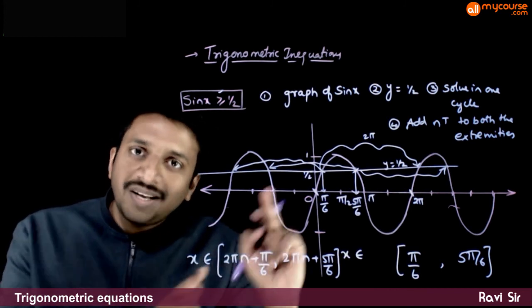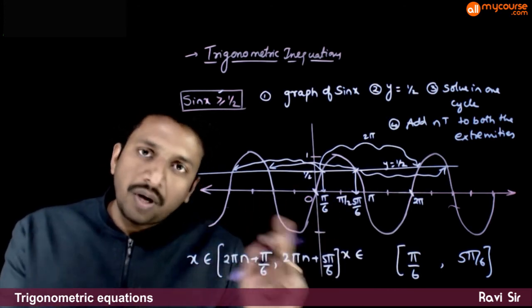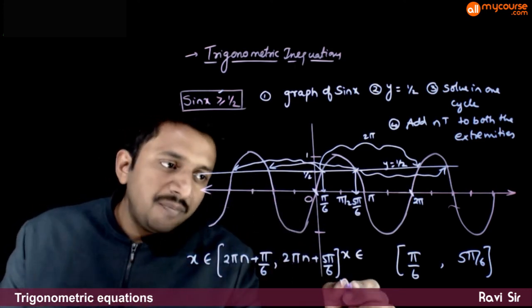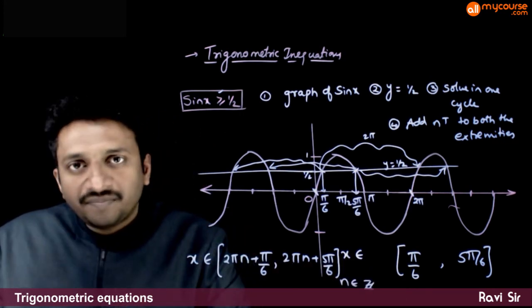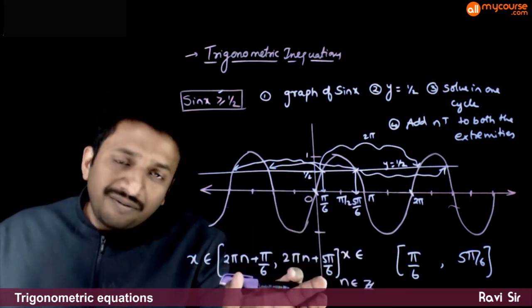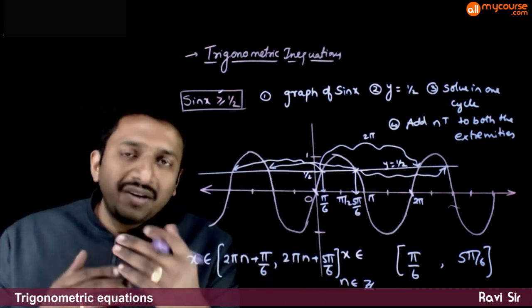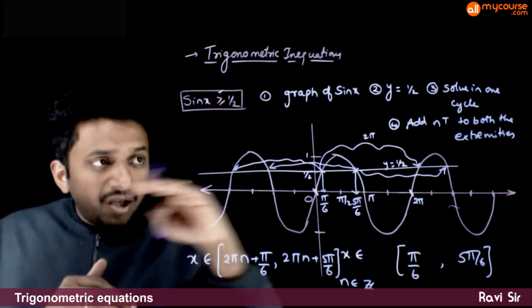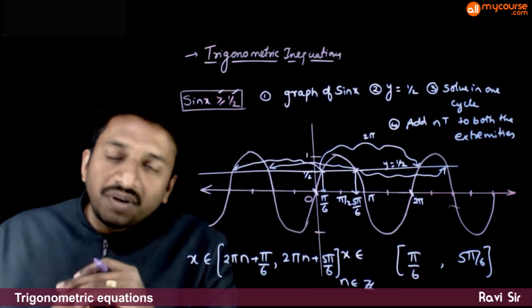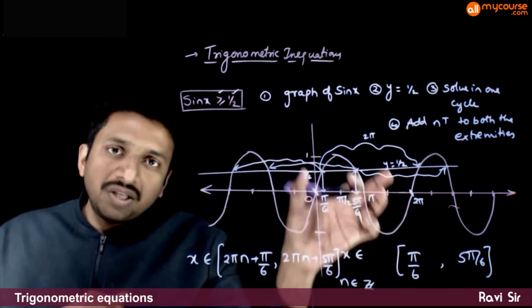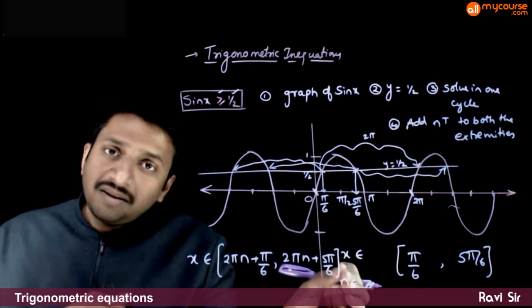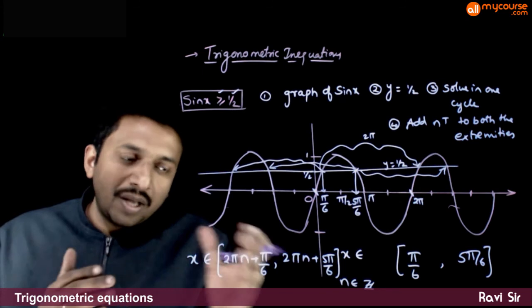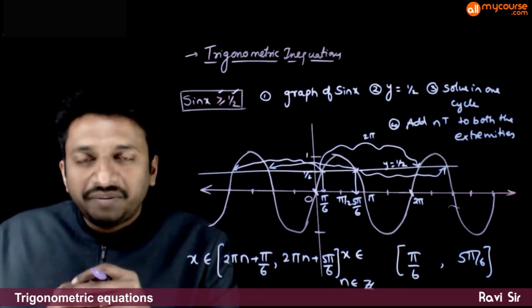If you put n is equal to 2, you get the next interval. N is equal to 3, next interval, and so on. And if you put n is equal to minus 1, you get the previous interval. And this goes on. And here n belongs to integers Z. So this will be the final solution to this inequality. And whatever inequality is given, we follow the same process. First, we draw the graph. We draw a horizontal line corresponding to y is equal to the number given here. Next, we solve the inequation in one interval, and then we add n times T to both the extremities. So once you do that, the solution for the inequality is complete.